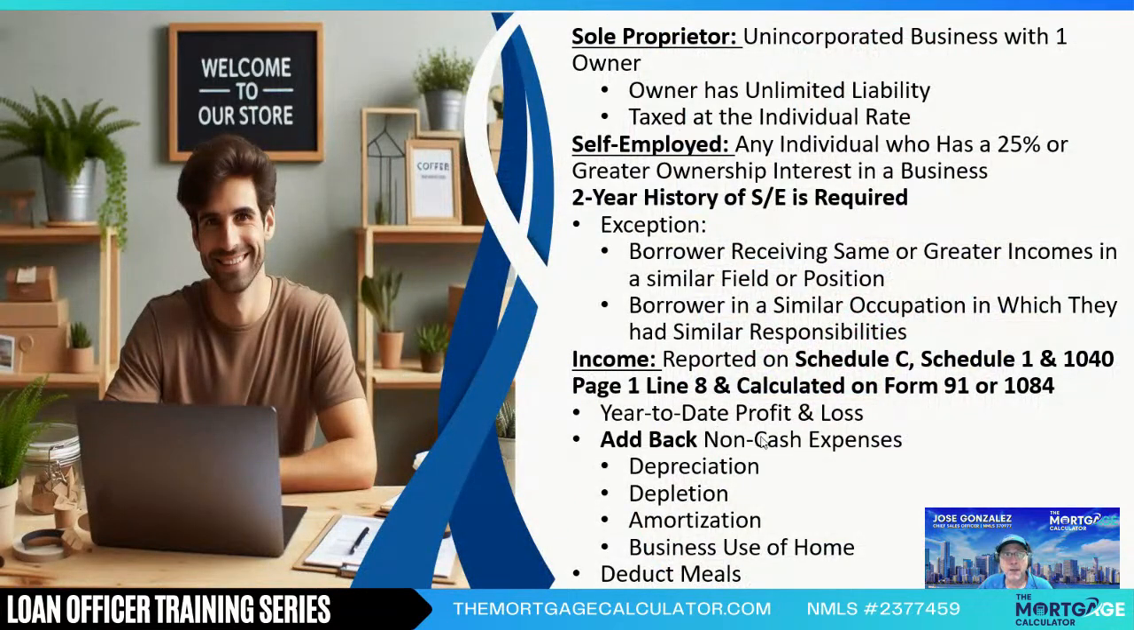Sole proprietor. So, what exactly is a sole proprietor? Well, a sole proprietor is an unincorporated business with only one owner. Now, please note that in a sole proprietorship, the owner has unlimited liability and is taxed at the individual rate. That means that the business itself does not pay any taxes. Any earnings that are passed on to the individual via the Schedule C and the 1040, they're going to pay at the end based on their individual tax rate.